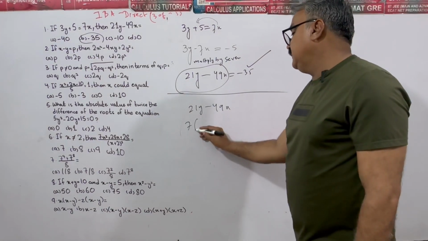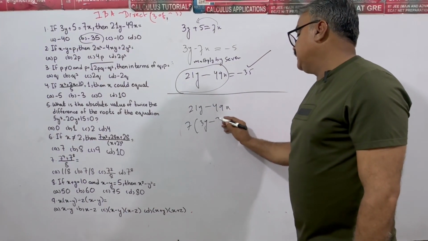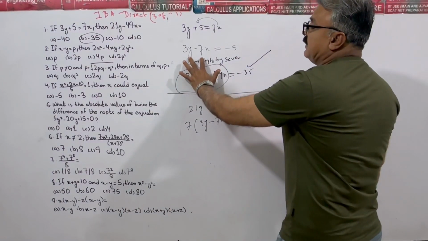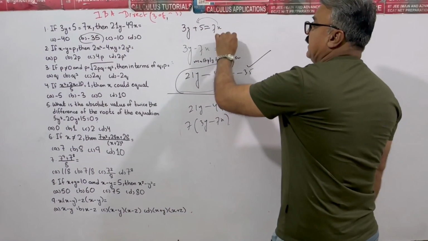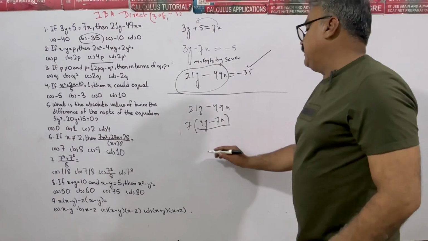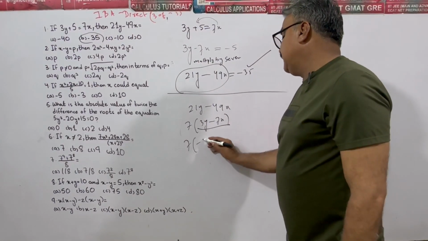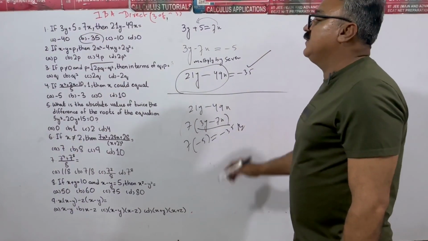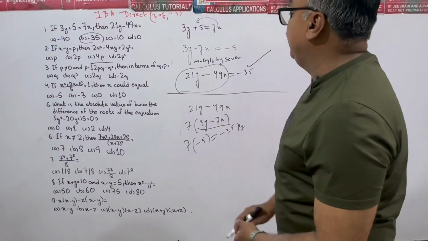Another way of attempting this question is to take 21y minus 49x and take 7 common, so I have 7 times 3y minus 7x. We have already managed the value of 3y minus 7x from here: shifting 5 and 7, 3y minus 7x is equal to minus 5. Put the value of 3y minus 7x, that is 7 times negative 5, which is equal to negative 35. One can work in either way.